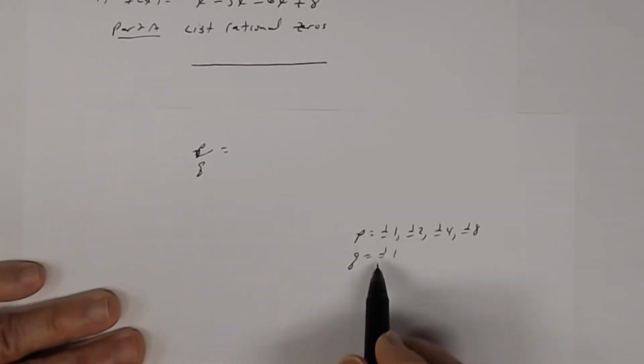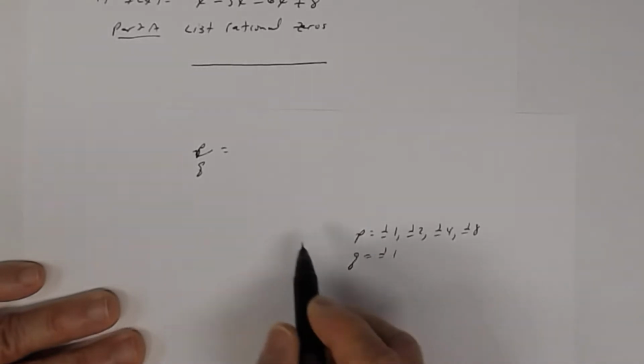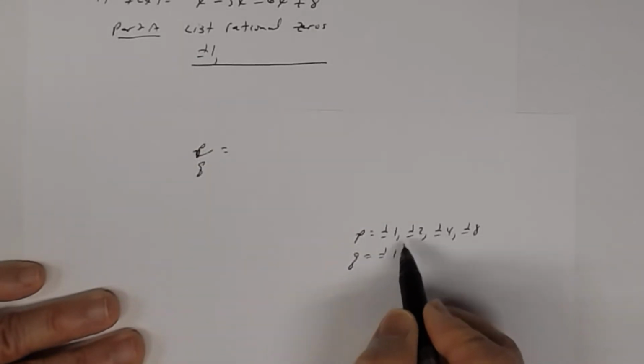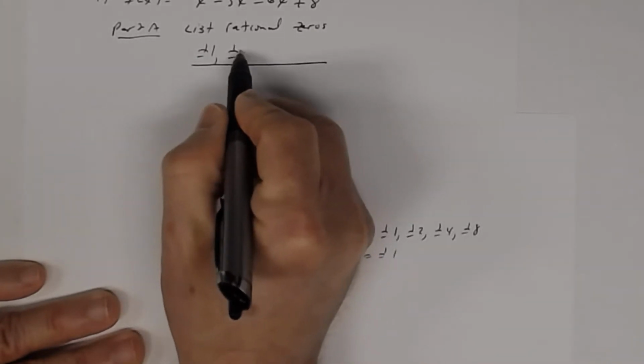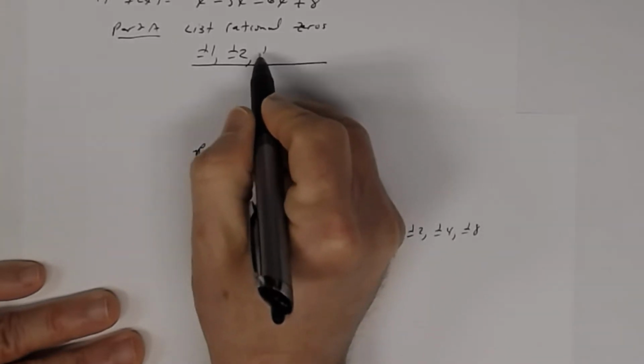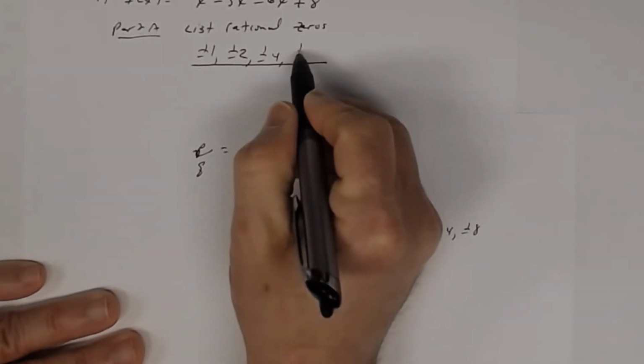And so P divided by Q would be plus or minus 1 divided by plus or minus 1, so plus or minus 1. Then plus or minus 2 divided by plus or minus 1, plus or minus 2. Then plus or minus 4, and then plus or minus 8. So that's part A.